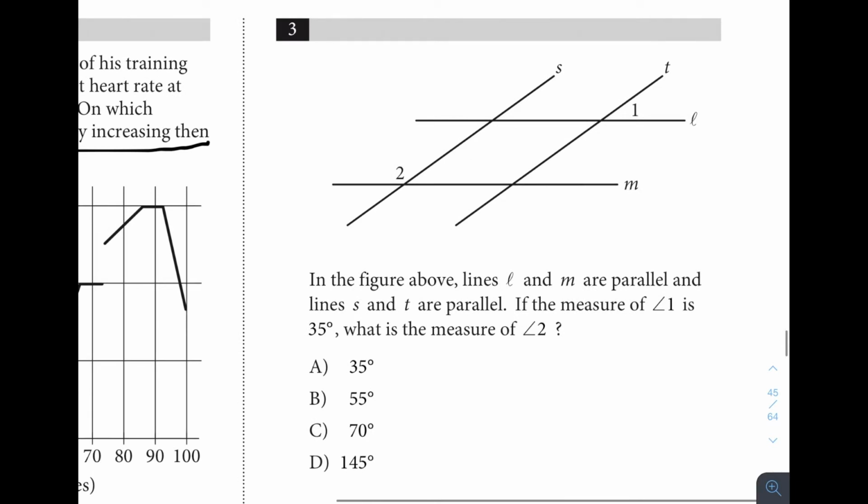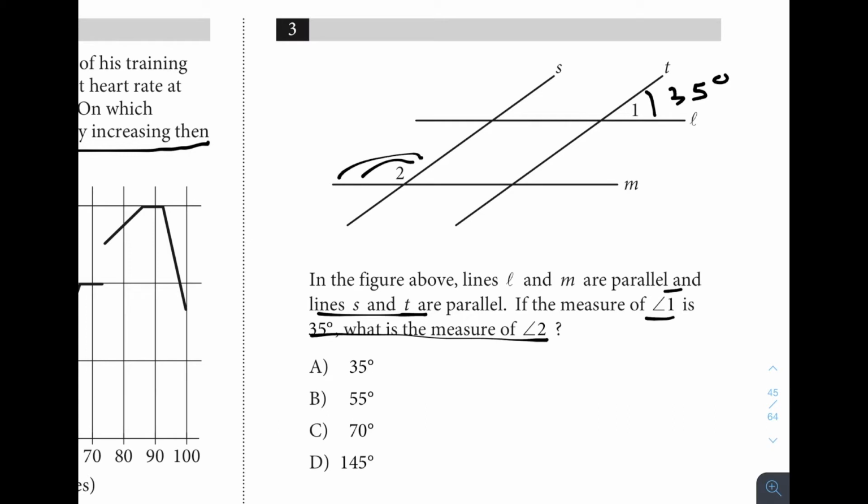Question 3 says, in the figure above, lines L and M are parallel, and the lines S and T are parallel. If the measure of angle 1 is 35, what is angle 2? So here is angle 1, and it tells us that it's equal to 35. Angle 2 is over here. If you want to do this question quickly, you can just see that angle 2 is obtuse, which is more than 90 degrees, and none of the other answer choices have anything above 90 degrees except one. So you can already figure out that the answer is going to be D.